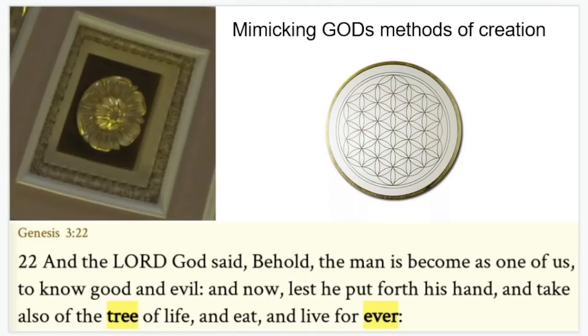Genesis 3:22. And the Lord God said, "Behold, the man is become as one of us, to know good and evil. And now, lest he put forth his hand, and take also of the tree of life, and eat, and live forever." What does it mean to take also of the tree of life? We're doing that. I believe that's part of what we're doing right now.